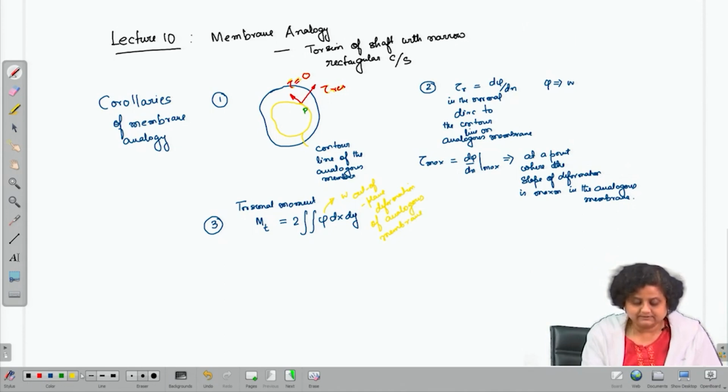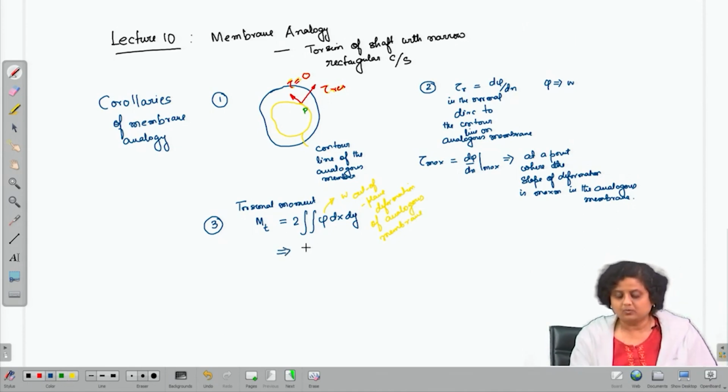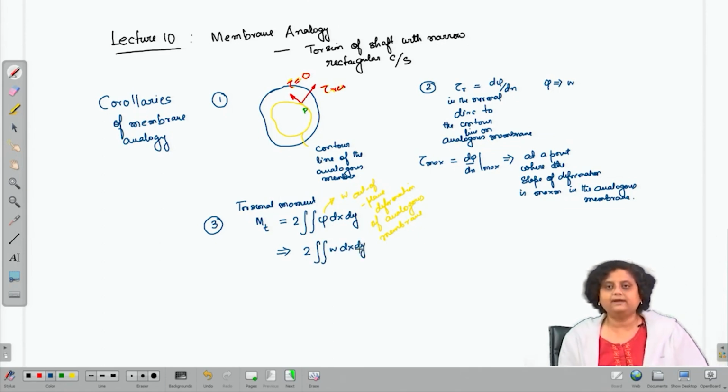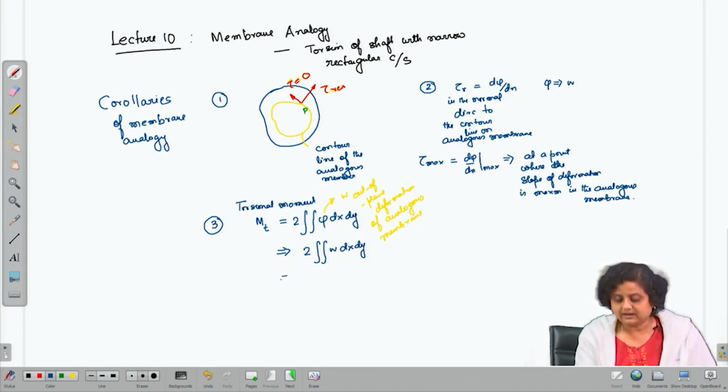this is analogous to 2 into the double integral of W dx dy. Now, W dx dy is nothing but the volume made by the deformed membrane along the xy plane. So, this is nothing but 2 into the volume enclosed by the deformed membrane.